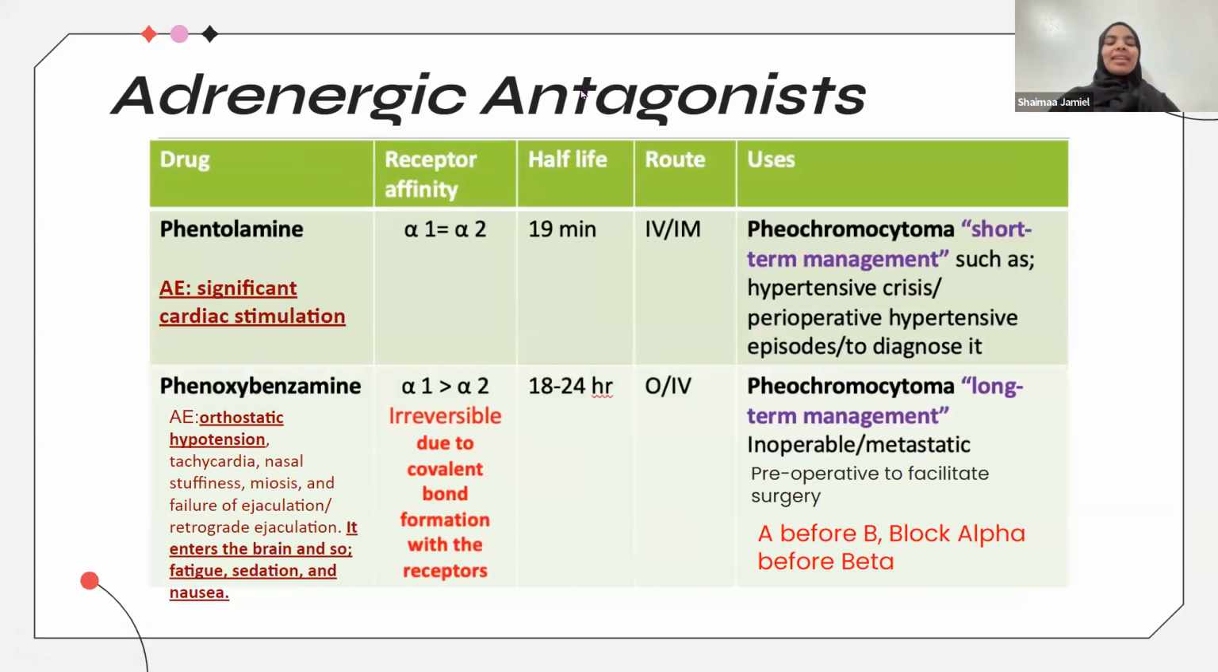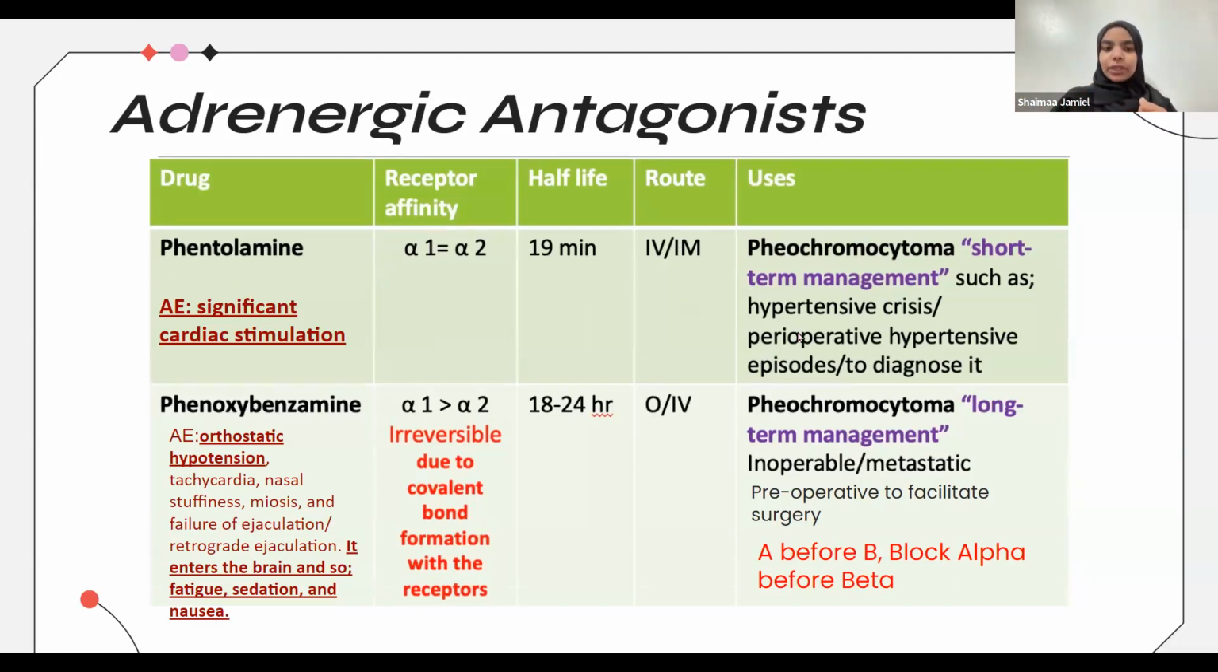So basically right now, first we have the non-selective alpha blockers. First we have phentolamine, okay? Phentolamine is basically non-selective. Alpha 1 and alpha 2 are the same, but it has a very, very short half-life. And since it has a very short half-life, it's used in, for example, a hypertensive crisis due to pheochromocytoma or something, but very short-term management. You can give them phentolamine, very short acting, but it's going to reduce the blood pressure because alpha 1 causes vasoconstriction. You block it, now there is vasodilation, okay?